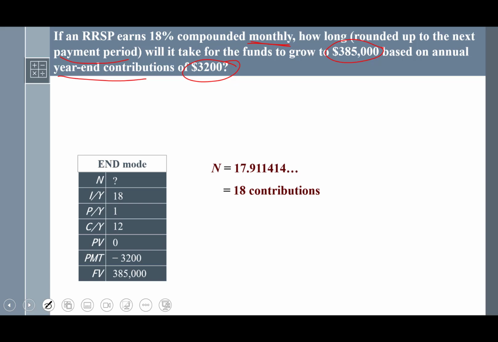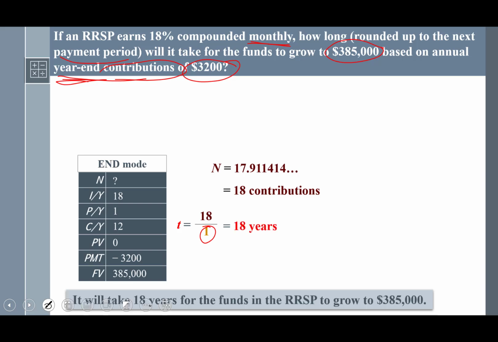Now, here we have to be extra careful because it depends on the contributions. Here it's a yearly contribution, so 18 contributions per year, that's 18 years. But if it was semi-annually or quarterly, remember T is N over M, the payment frequency. Here it's 1, but in other cases it will be either 2 or 4 or 12, so be careful with that. And the answer will be 18 years.